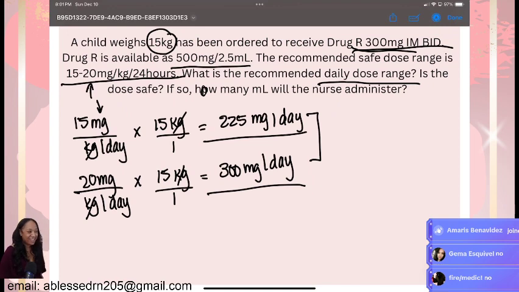It is not safe. So you're going to go to doctor such and such and say, hey, either you ordered this, and that's like double the dose of what is the safe recommended, okay?